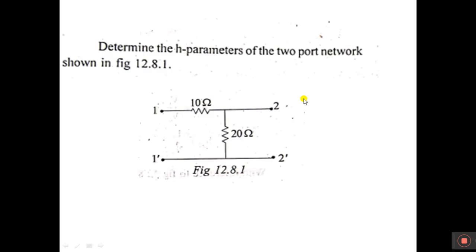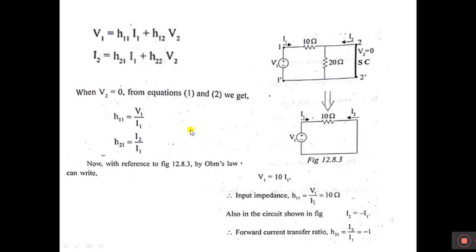Suppose example 1, which we discussed yesterday: determine the H parameter of the network. To find H11, H21, we make V2 equal to 0. V2 equal to 0 means we short circuit. If it is short circuit, there is no effect of the 20 ohm. So V1 by I1 equals 10 ohm. That is H11. Similarly, I1, I2 are in opposite terminals, so H21 equals I2 by I1, that is minus 1.